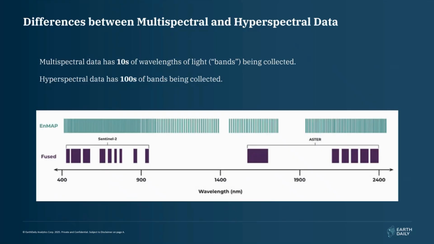EnMAP, which I'll talk about in more detail in a minute, is one of our new hyperspectral satellites. And this has 246 spectral bands. So that increase from 15 to 246 is going to mean that we can determine more from our spectral signatures when we're looking at those.